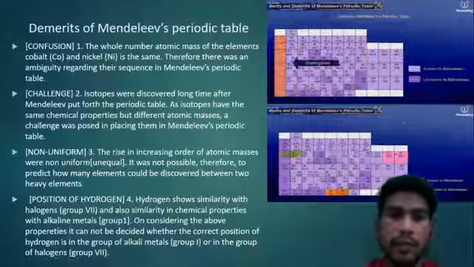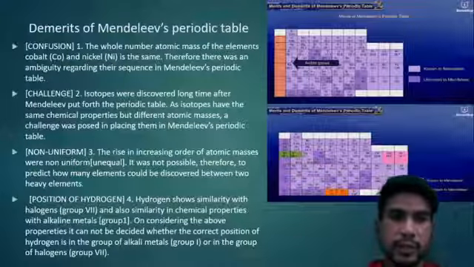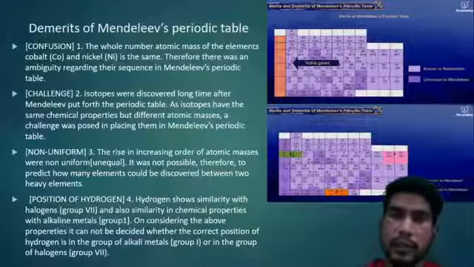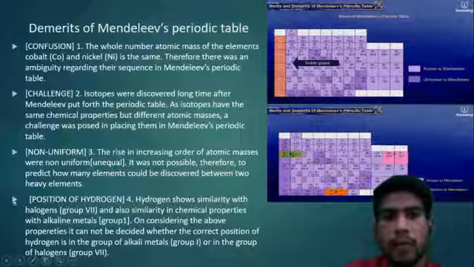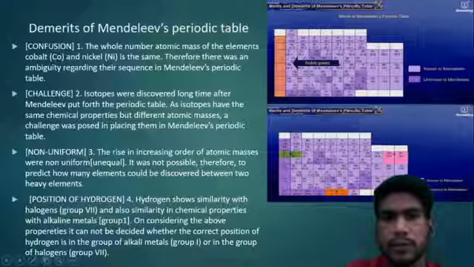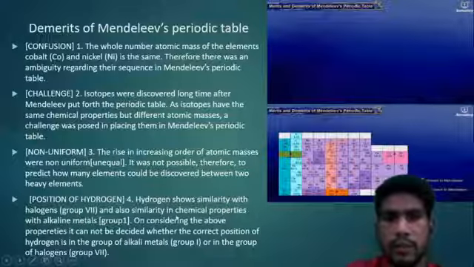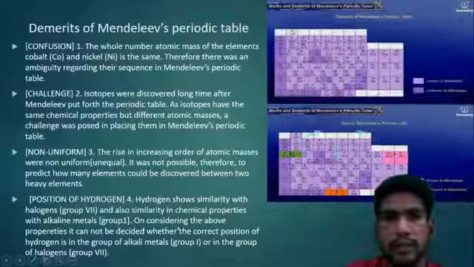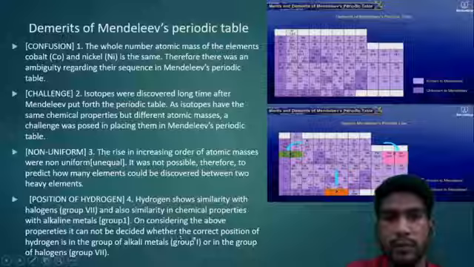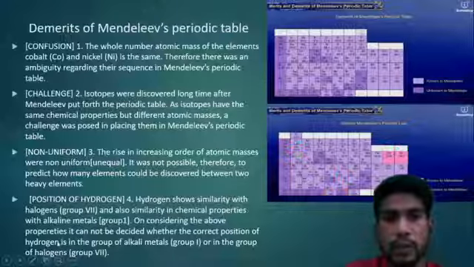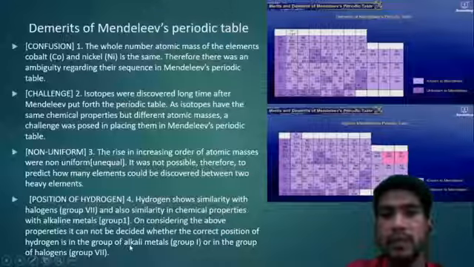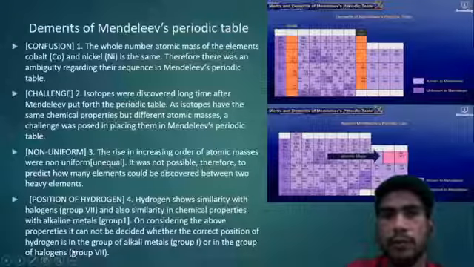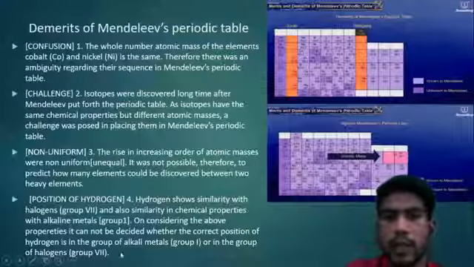Position of hydrogen. Hydrogen showed similarity with halogens, group 7, and also similarity in chemical properties with alkali metals, that are group 1 metals. On considering the above properties, it cannot be decided what is the correct position of hydrogen, whether it is in the group of alkali metals or in the group of halogens. So a confusion was created about where to place hydrogen, whether along with alkali metals or along with the group of halogens.